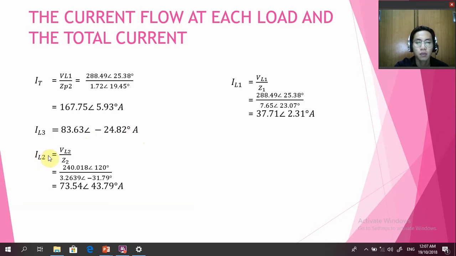Moving on to the next step, to find the current at load 2. The formula will be the same as voltage at load 2 divided with the resistance at Z2, and we will get the answer is 73.54 with angle of 43.79 degree ampere. With the current at load 1, the step will be the same as the current at load 2, which is the voltage at load 1 divided with the resistance at Z1. We get the value is 37.71 with an angle of 2.31 degree ampere.